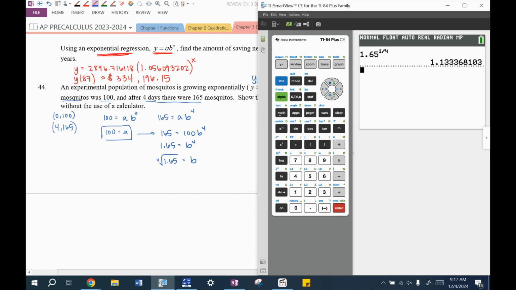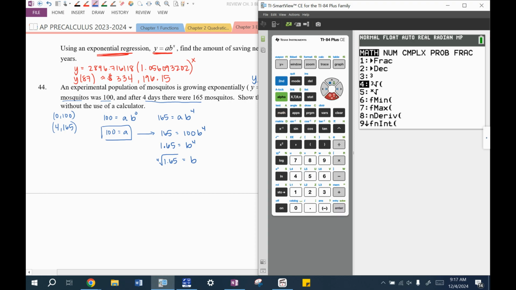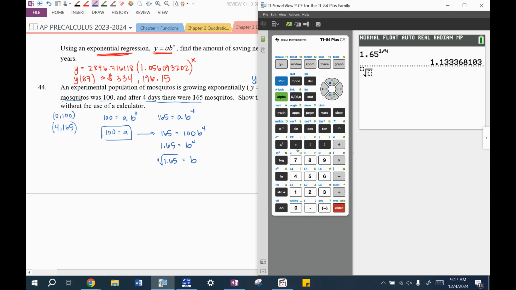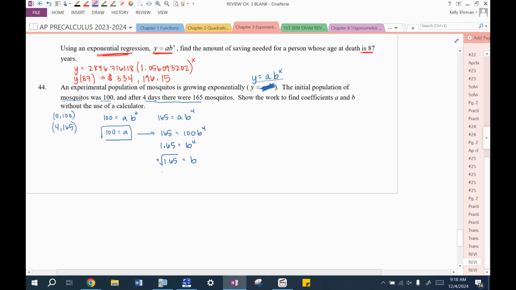If you really want to find the fourth root, it's in the MATH menu, and you should have x root there, and you can type in a little 4. But we do this with exponent rules all the time. Sometimes we forget about how we can use those in our calculator. So B is about 1.133. If I remember the AP questions correctly, they do want decimal approximations for these numbers.